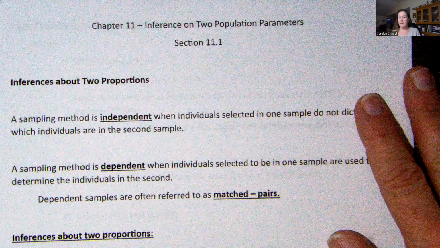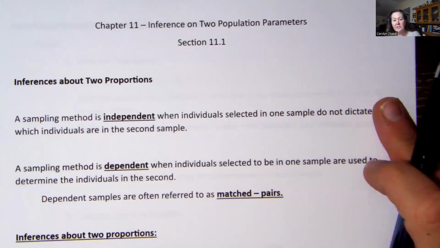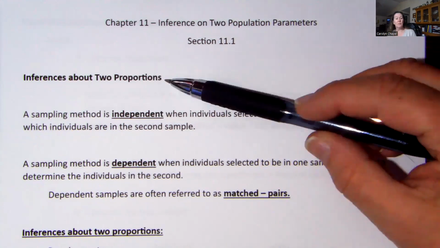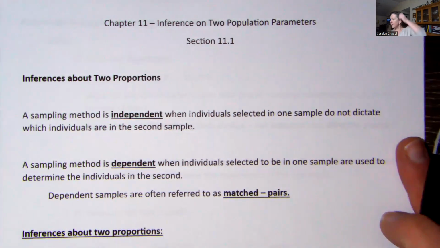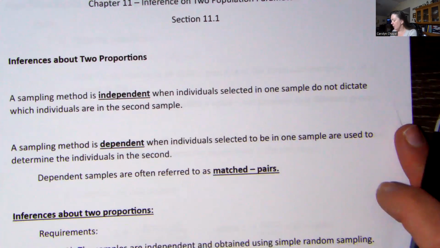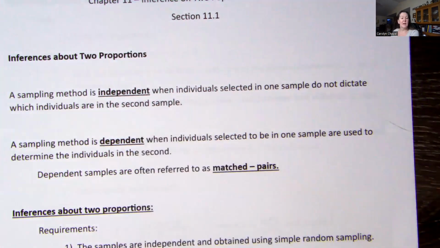And in chapter 11, we're going to be, first of all, starting with 11.1. But in 11, we're talking about the inferences between two population proportions or parameters. And in this first section, we're just going to look at two proportions. So the first thing is we do need some definitions about independent versus dependent sampling.